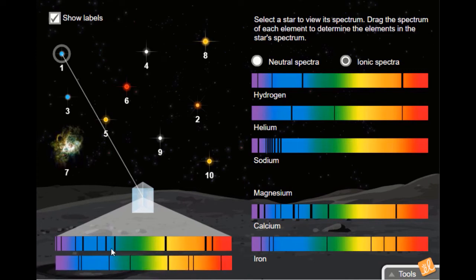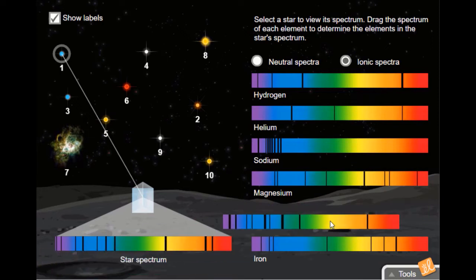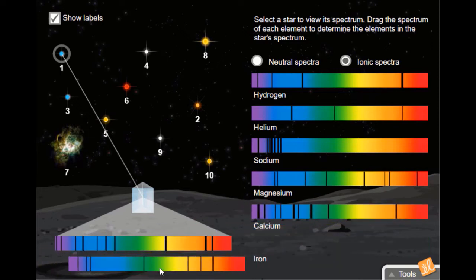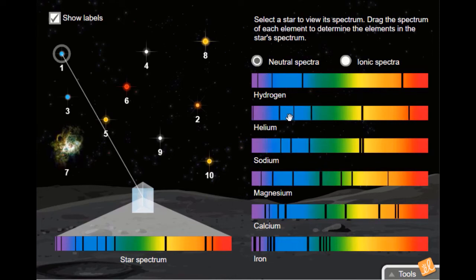No, because it doesn't quite line up. There's missing bands. Calcium, definitely not, too many bands. And then iron. Okay, so we can confirm that there are none of the ionized versions of these elements here. So just hydrogen and helium in the neutral spectra.